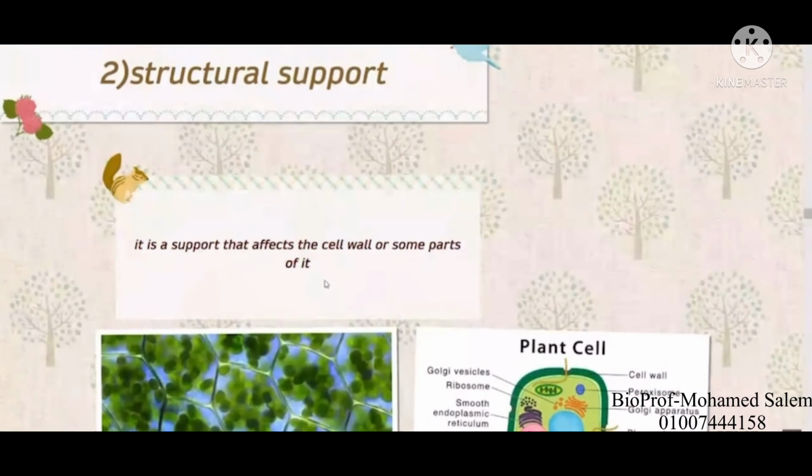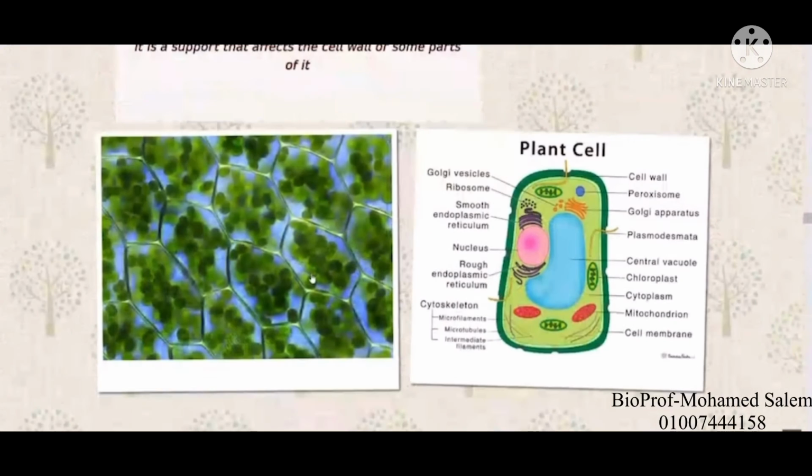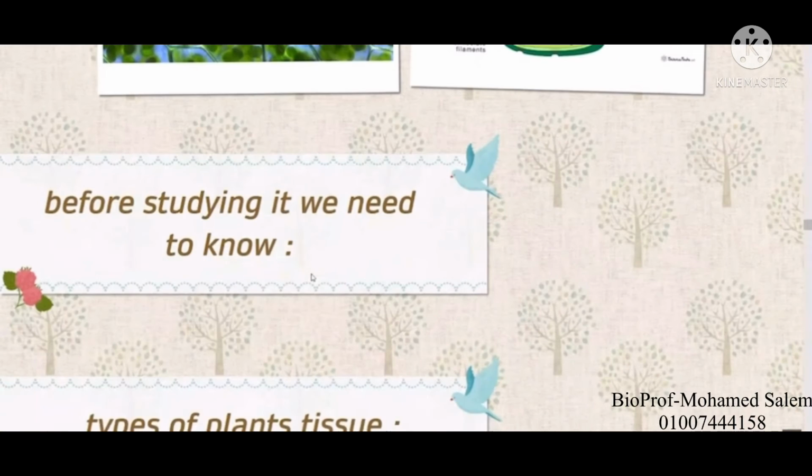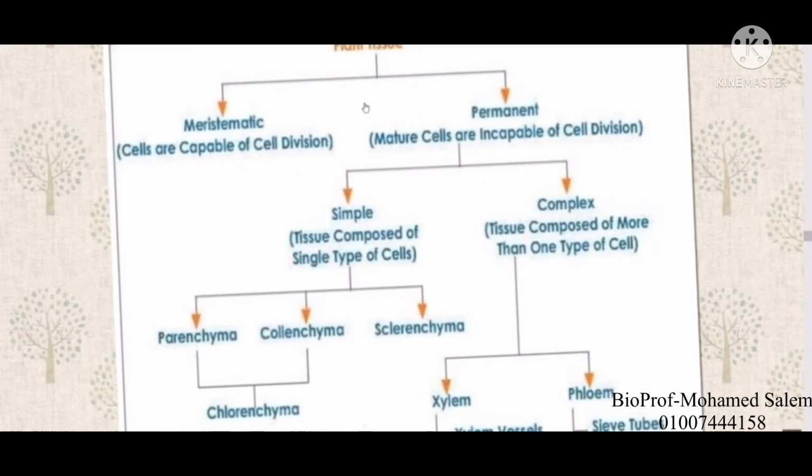The second kind is structural support. It is a support that affects the cell wall or some parts of it. It happens in the structure of the cell, in some parts of the cell, not all of the cell. Before that, we must know the types of plant tissue. We have studied them in the first stage.